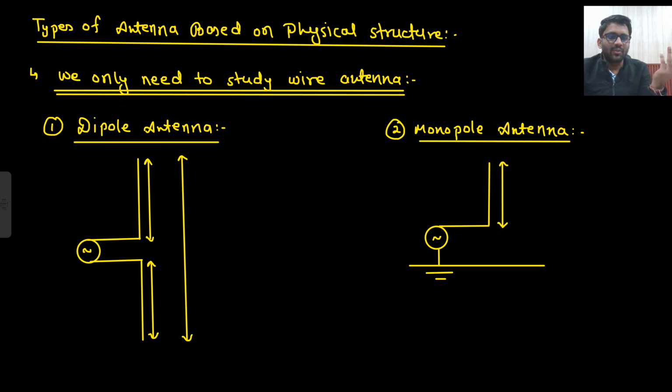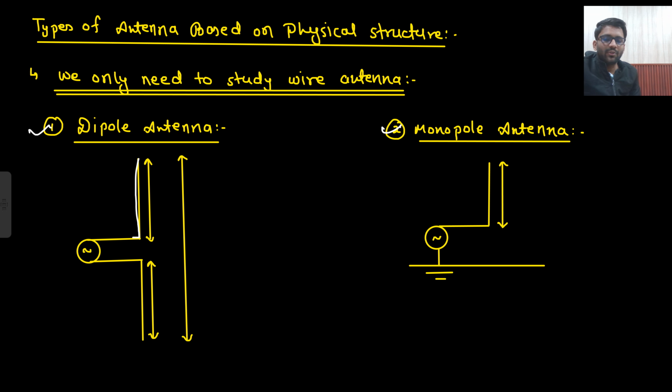Now let's see the types of antenna, because from the next lecture onwards we need to study specific antennas. So only two kinds of antenna we are going to see, dipole and monopole. These are in your syllabus. Dipole antenna and monopole antenna. Why do you think these are called dipole? Because these arms of the antenna will make a dipole.